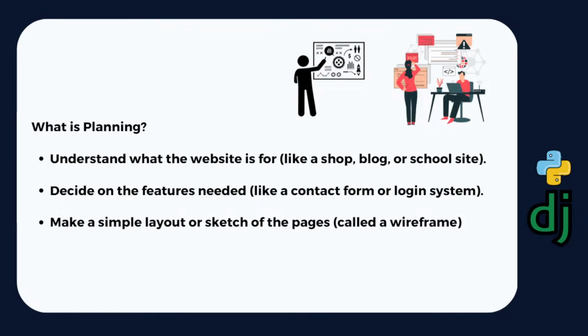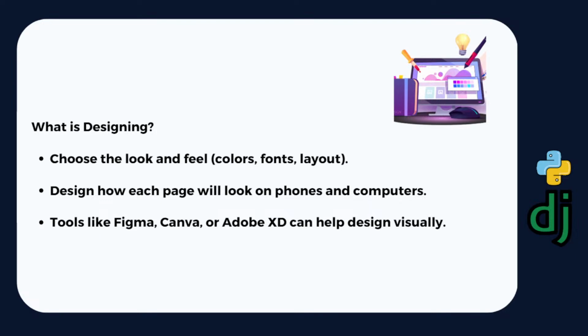After that, make a simple layout or sketch of the pages. After planning and deciding what we need to build, make a simple layout. Sketch the pages, how the parts will be connected, what things we need. Everything will be sketched as a simple layout. These are the steps included in the planning process.